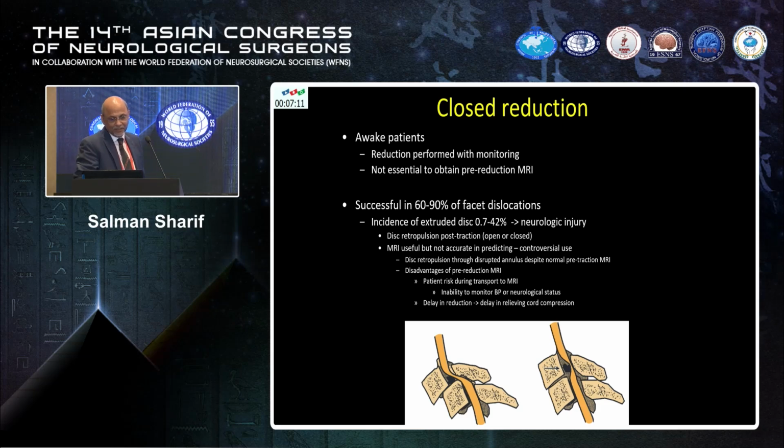Incidence of extruded disc is reported up to 42%, but clinically significant was 1 in 400 cases. So I think it's really negligible. If you haven't done an MRI, you can still proceed and you will not run into trouble. But it's controversial, because in the US, the majority of our friends would do an MRI before going in. In our unit, we have the opportunity of having 2 MRIs, one freely available to us all the time, so we do it beforehand. What's the disadvantage? You transport to MRI, with inability to monitor BP or neurological status, and delay in reduction, delay in relieving the cord compression.